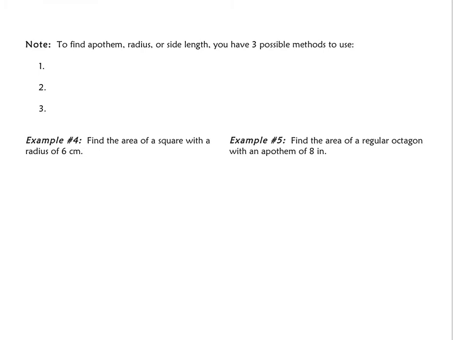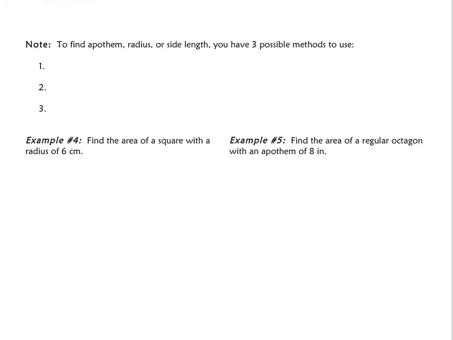Because remember, my goal is to find the area of that little right triangle and then multiply it by how many of those little right triangles would fit in the polygon that I'm looking for the area of. So to find the area of a triangle, you need its base and its height. I have the height, I don't have the base, but I do have a hypotenuse. So in this case, I can use the Pythagorean theorem to find the missing side.